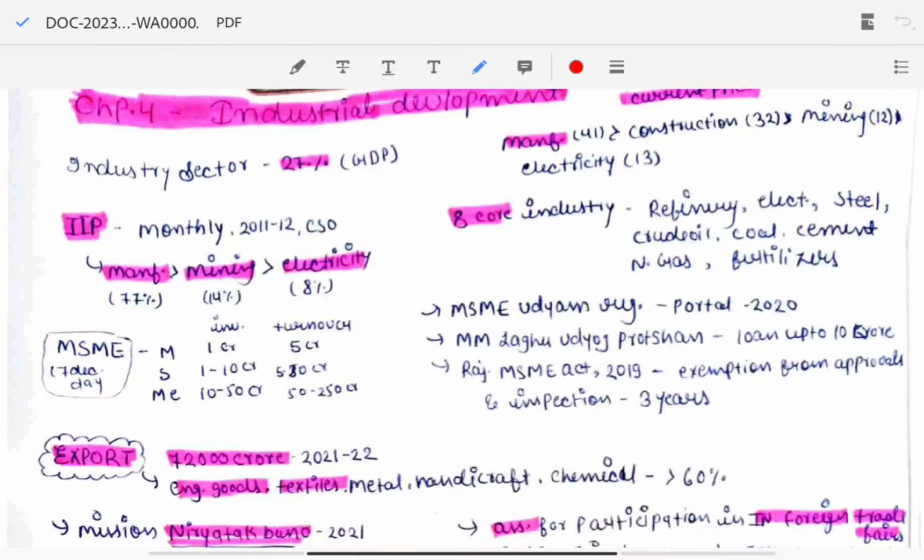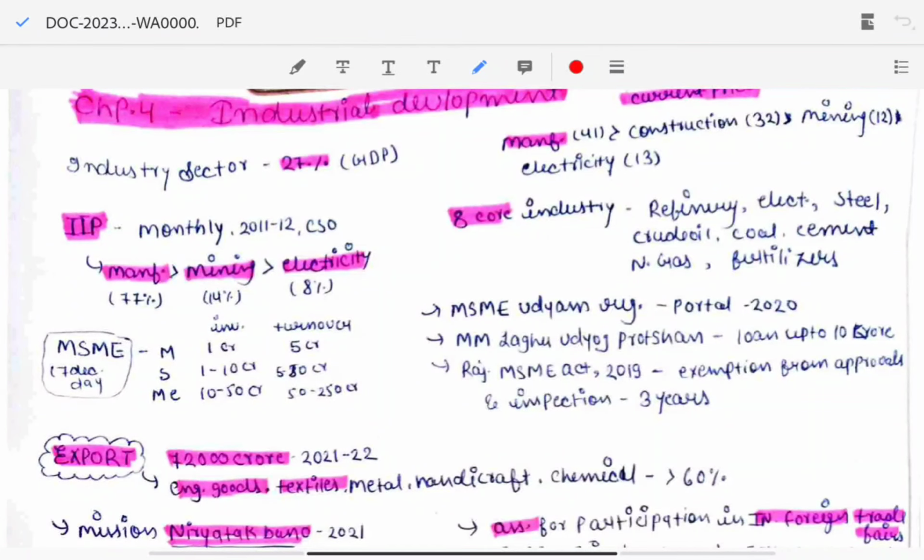As you know, this is a series of chapters from the Rajasthan Economic Survey to cover the portion of Rajasthan economy. So today we will be covering chapter 4, that is industrial development, and this chapter will be in two parts because I'm not feeling well today. So part 1 is uploaded today and part 2 will be uploaded tomorrow along with chapter 5. So don't worry, we will be covering all the chapters by the end of this month.